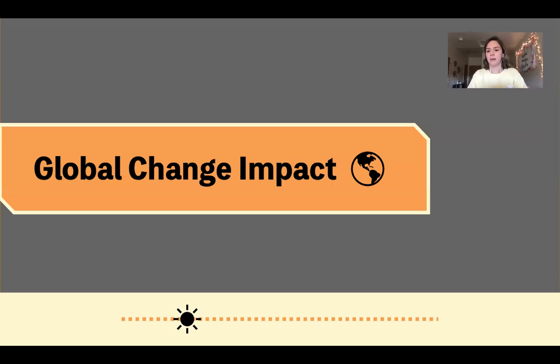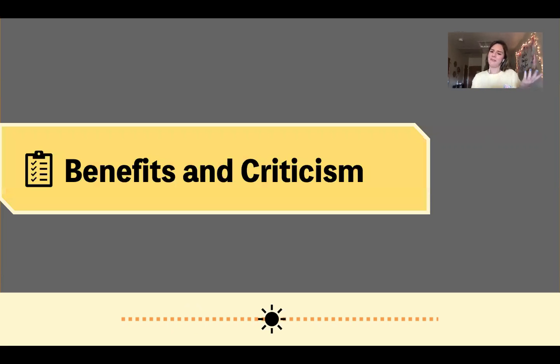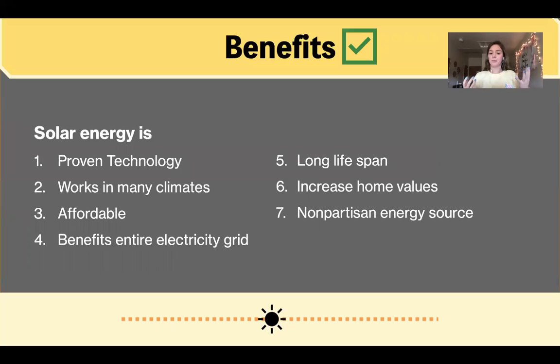So what's the global change impact? Well, it replaces non-renewable energy. It's also a renewable energy source. There's no greenhouse gas emissions and no air pollution when you use solar panels. So what are some of the benefits and the criticisms that come up? Well, some of the nice things, the benefits, are that solar energy is proven technology. It's slowly becoming more and more. There's more and more research being done on it. More and more people are interested in looking into it and perfecting it.